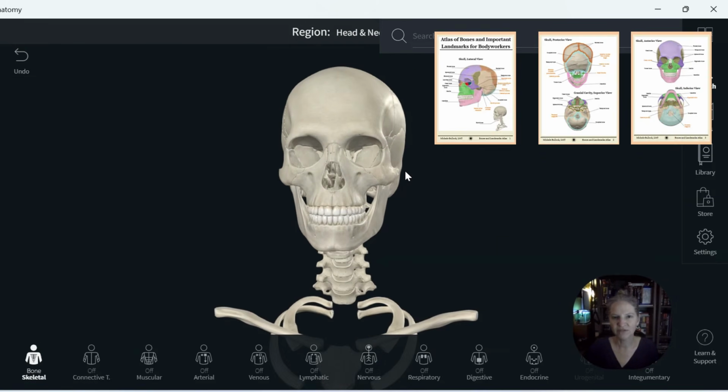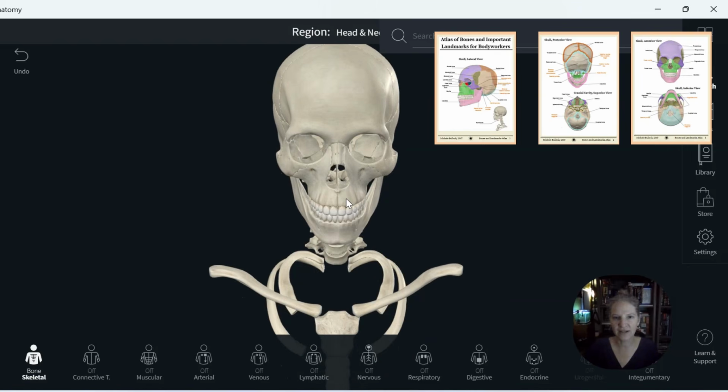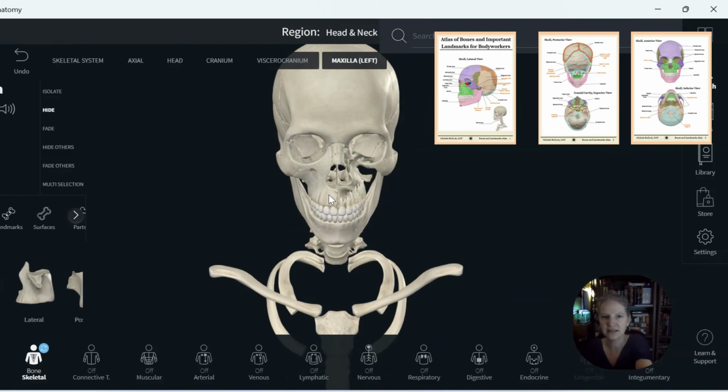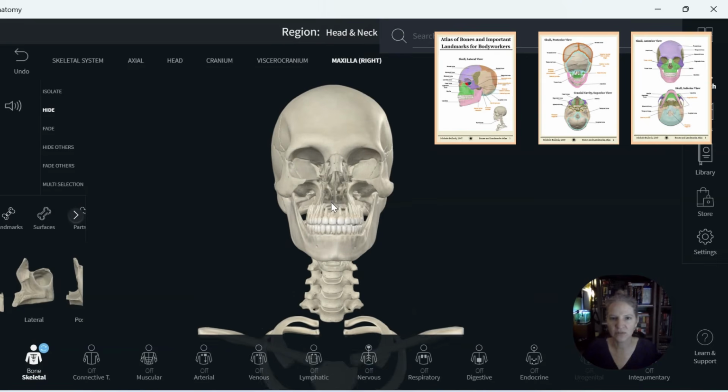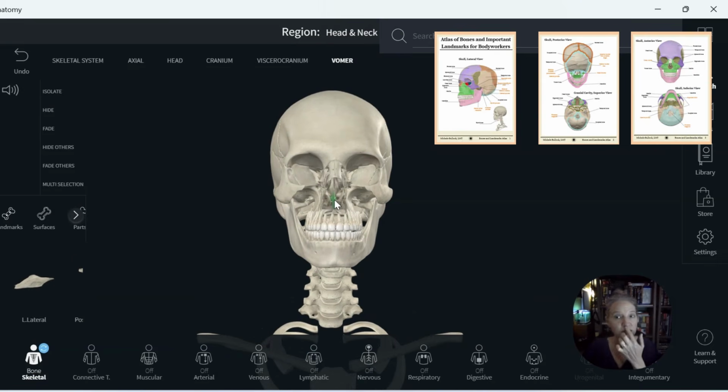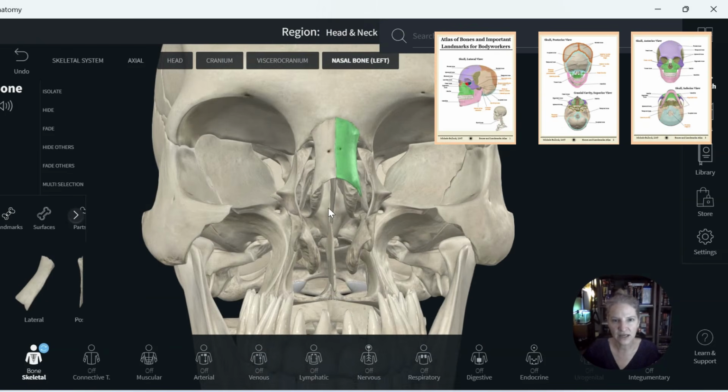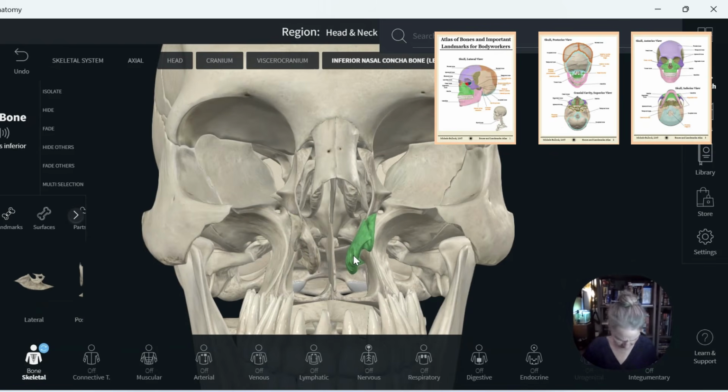So facial bones, just real quick. If I take off the maxilla, we can see some more of these facial bones. So we've got the vomer, which is the bone right up under the bottom part of your nose. We've got 2 right and left nasal bones. Those are the ones on the top. And then if we go in, we've got the inferior concha.